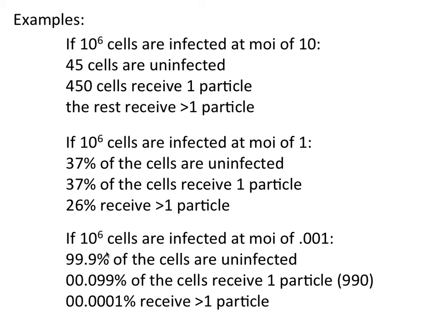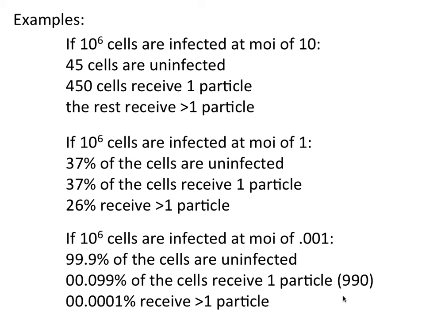If you infect 1,000,000 cells with an MOI of 0.001, that is, you add 0.001 PFU per cell, 99.9% of the cells are uninfected, but some are infected. 990 receive one particle, and somewhat less receive more than one particle. So a very small fraction of this culture, this 1,000,000-cell culture, is infected.